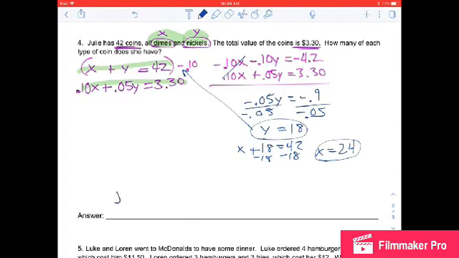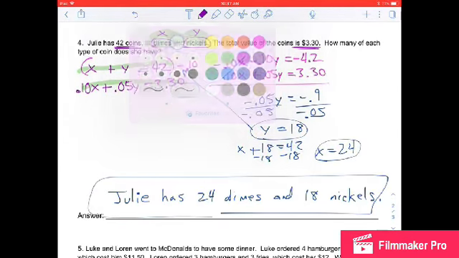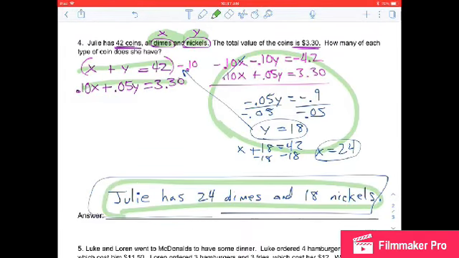Okay, so Julie, how many coins did Julie have? Julie had, or has, 24 dimes and 18 nickels. And there's my complete sentence answer. Okay. So I got all my points here. 1, 2 for label, 1, 2 for equations, 1, 2 for work, 1, 2 for my answer. Total of 7 points. Okay.